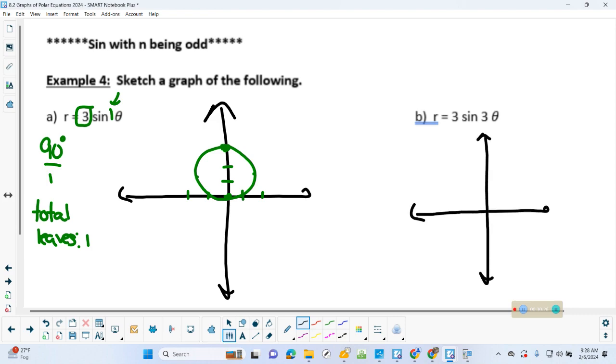Okay, so this time, got a different value for you. How many total leaves do you have on this one? 3. So, put a little note, 3 leaves. How long is each leaf? 3. And I did try to keep these numbers small on purpose because we don't want to get too crazy on our graphs.